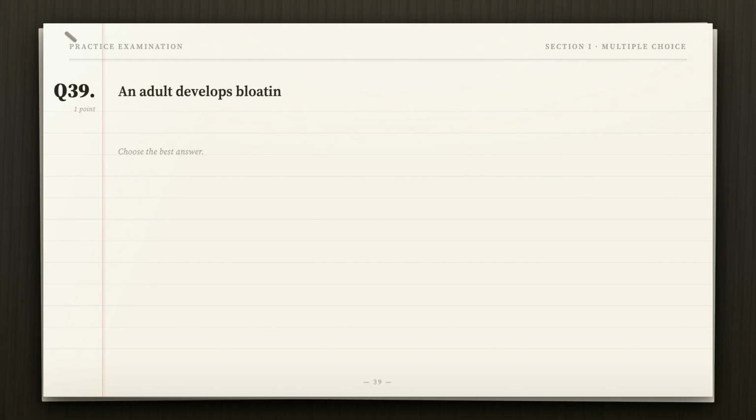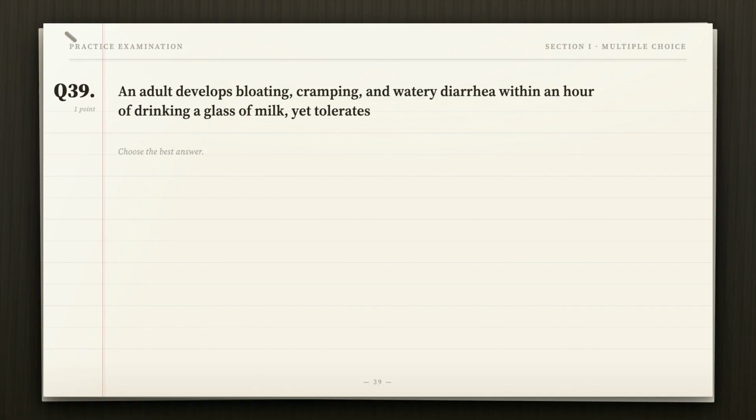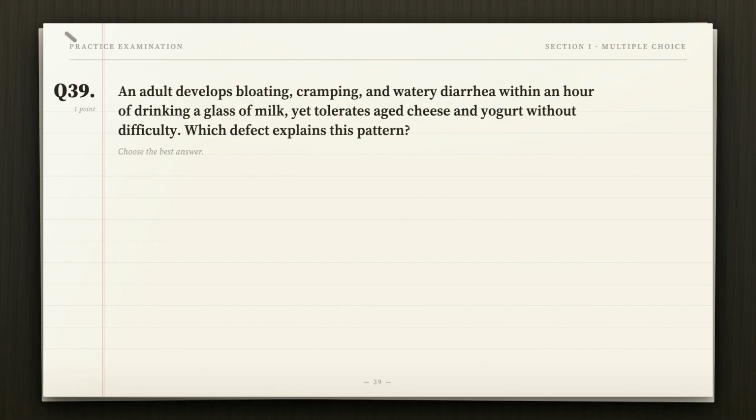Question 39. An adult develops bloating, cramping, and watery diarrhea within an hour of drinking a glass of milk, yet tolerates aged cheese and yogurt without difficulty. Which defect explains this pattern?